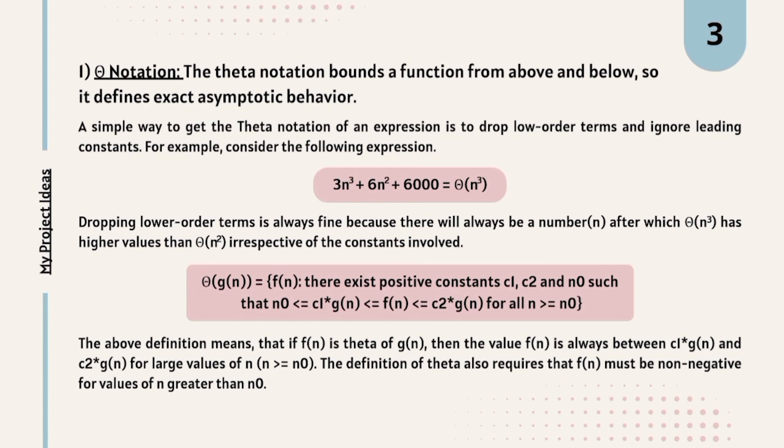So your values should always lie between c1 of g of n and c2 of g of n for larger values of n, where n is greater than or equal to n0. The definition of theta also requires that f of n must be non-negative. Important, guys. It should be non-negative and the values must lie between c1 into g of n and c2 into g of n. This was written here in a functional format.